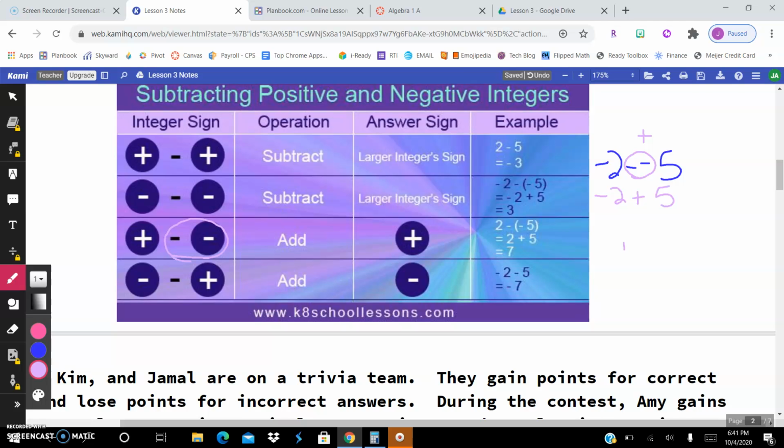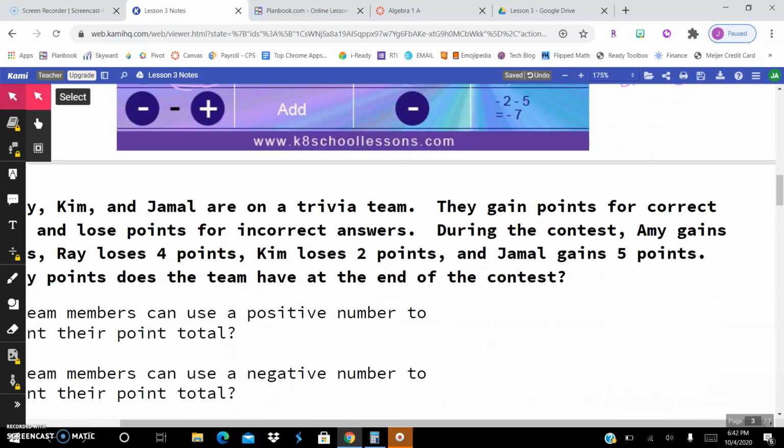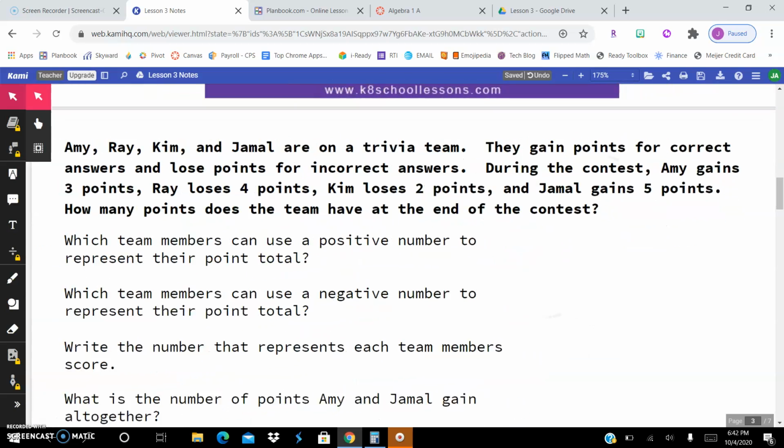And then if you have a negative minus a positive, for instance, if you had negative 2 minus 5, it's going to look like that. They're actually both negatives, because remember, we talked about a minus sign is really a negative sign. So we would add those two numbers together and give them a negative sign since they're both negative. All right, so on to the questions here.